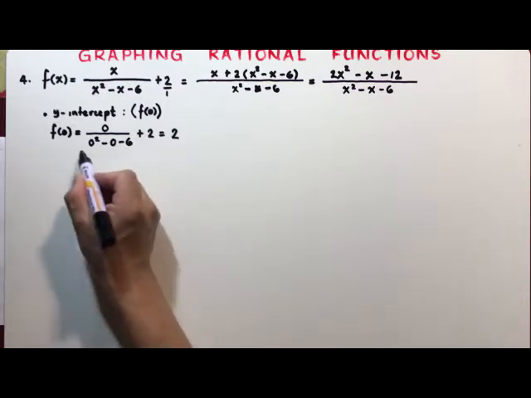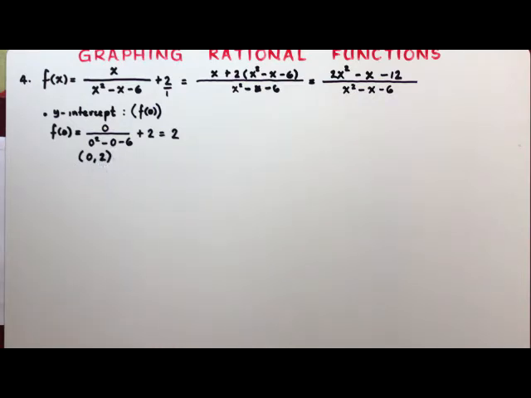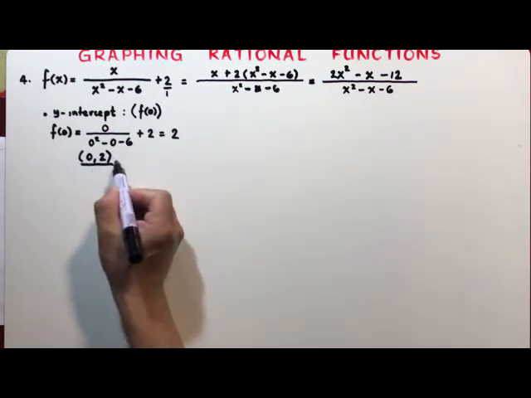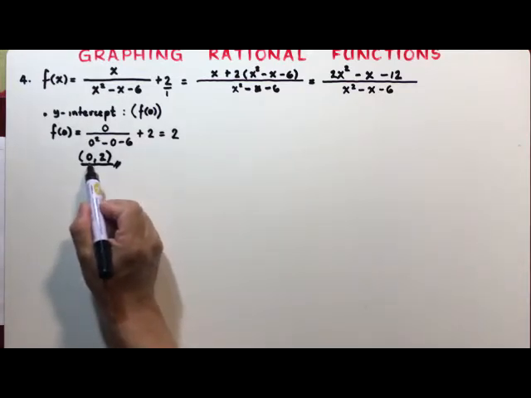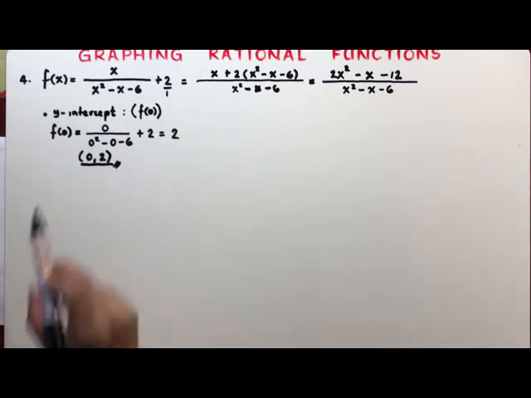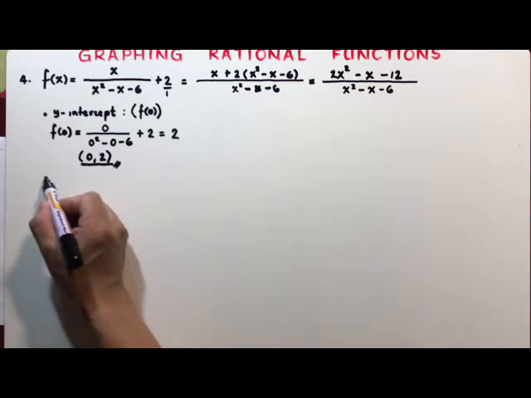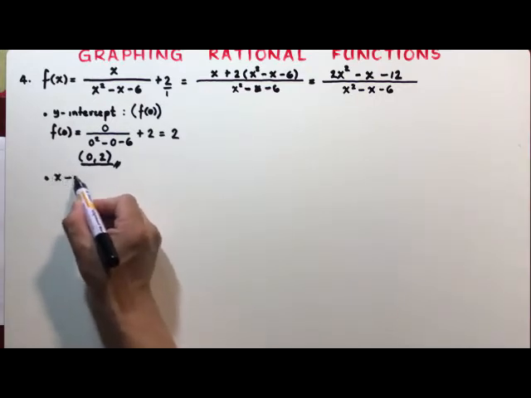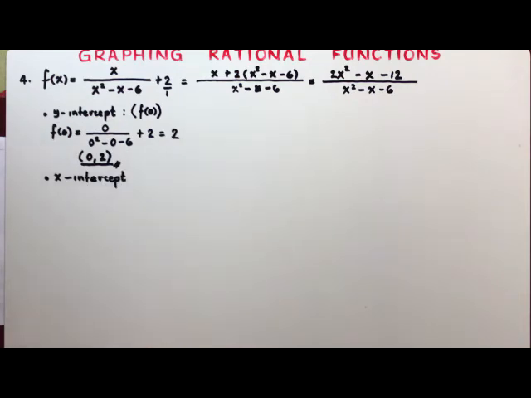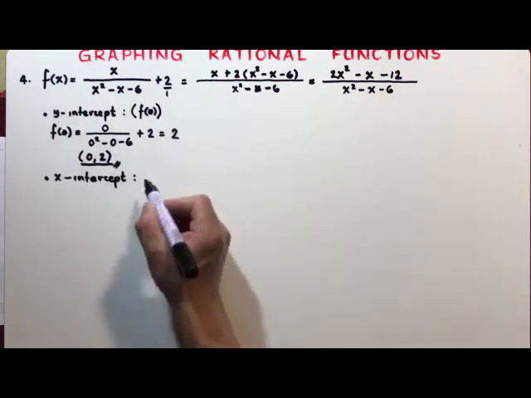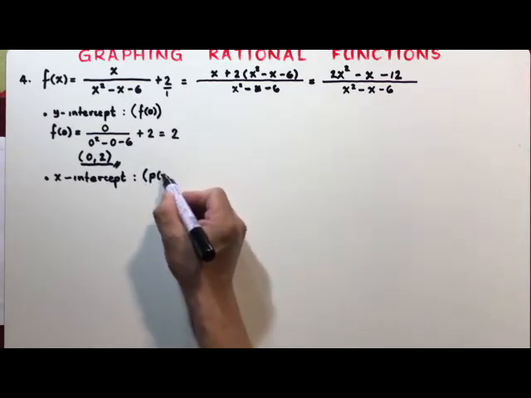So the y-intercept here is (0, 2). And this is our y-intercept of this graph. And why did I write 0 in the x-coordinate? Because at the y-intercept, the x-coordinate must be 0. So let's find next the x-intercept of the graph, if there's any. So how do you find the x-intercept? You just set the numerator equal to 0 here.